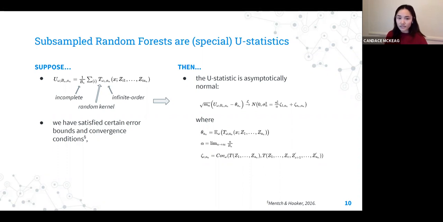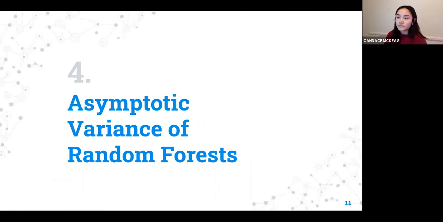And even though this U statistic has all these special properties, we can still show that it has similar asymptotic properties. So on the right, we can see that this U statistic, which is just the random forest estimator and its predictions, is asymptotically normal. Next slide, please.